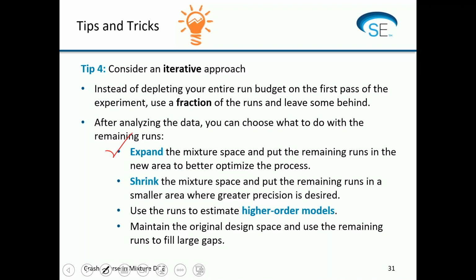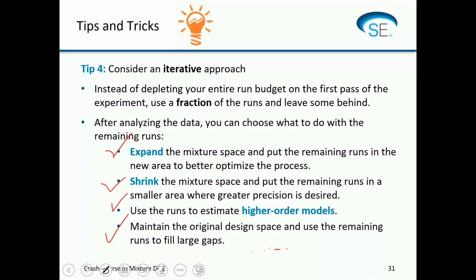Maybe you want to expand the mixture space and put the remaining runs in a new area to better optimize the process. Maybe it turns out that your original design space was way too big and there's a tiny area of interest, and you want to put your runs near that area to get more resolution and precision. Maybe you fit a quadratic model, but it turns out that you should be fitting a cubic model. Maybe everything is great and you just want to fill in some big gaps in the space to make sure there's nothing crazy going on. There's a million things you can do depending on what the results from your first experiment look like.